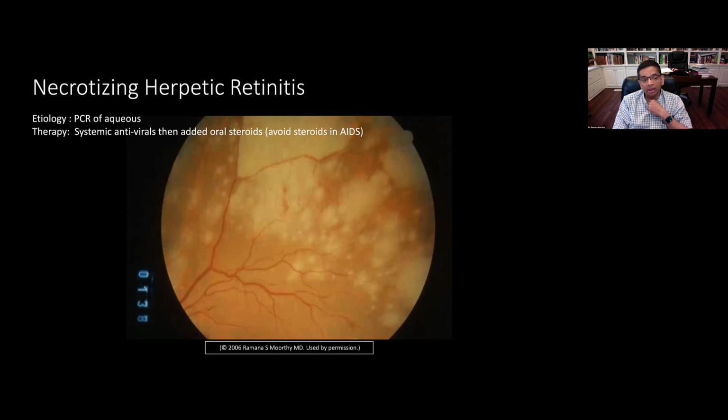I would do an aqueous tap, send for PCR evaluation for viruses. We find that he had varicella zoster virus. I would start him empirically on systemic antivirals. And then I would avoid oral steroids if they have AIDS. If they don't have AIDS and they have necrotizing herpetic retinitis, you can add oral steroids when they have antiviral cover to control inflammation. So this is handled very differently. So here you see that's infectious. You treat the infectious condition with anti-infective agents, and then you can use the steroids to control inflammation if their immune system is normal.